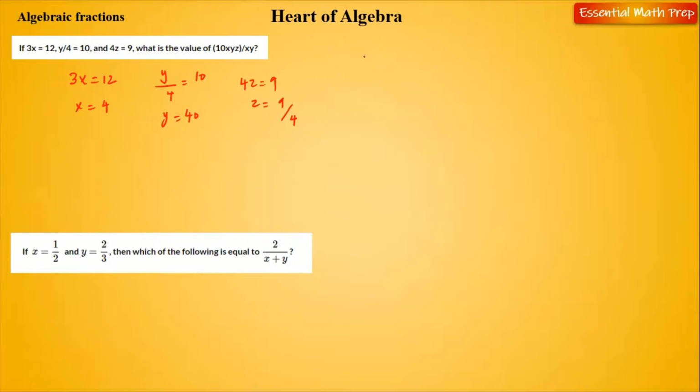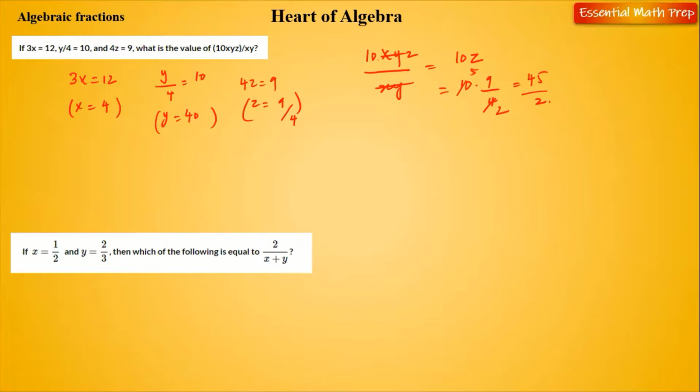So what is 10xyz over xy? Well, you don't need to even try too hard. I did this, so I thought maybe the problem could pose me a little bit of trouble, but the fact of the matter is xy cancels out straight away, which leaves us with just 10z, and we know z is 9 over 4, so 10 times 9 over 4. This is 2, 5, so it's 45 over 2. It's very simple, isn't it?